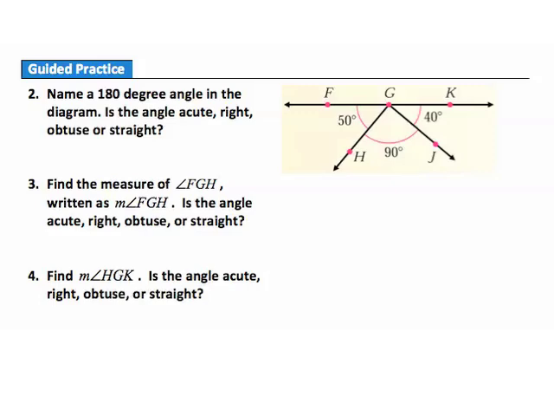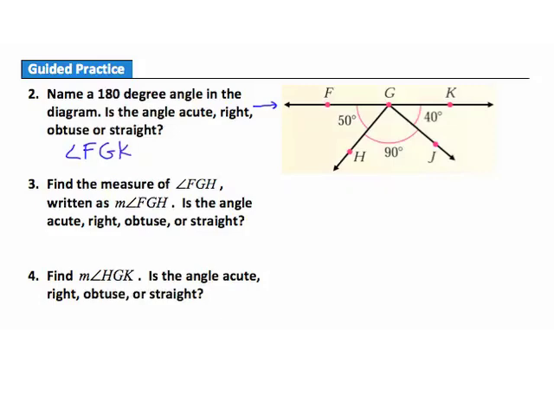Question 2. Name a 180 degree angle in the diagram. Is the angle acute, right, obtuse, or straight? So we're looking for a 180 degree angle. Well, that's going to make a straight angle. And so I'm thinking if we went straight down this line here, we could get our straight angle. So I would say that is angle F, the vertex of that angle I put in the middle is G, and then K.